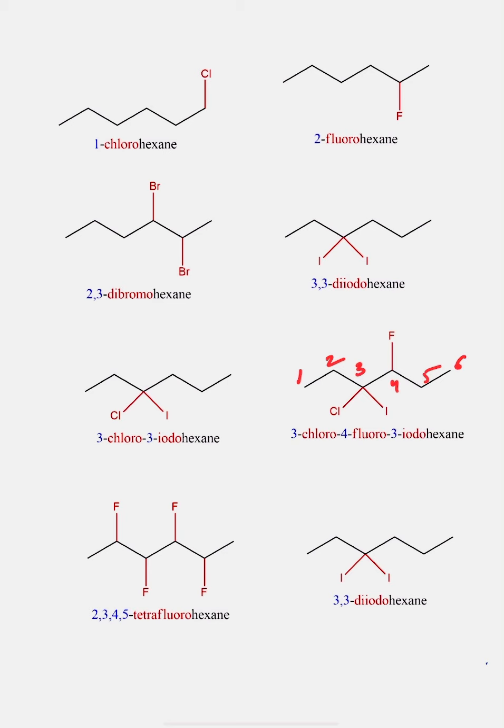Now which comes first, second and third? Chloro comes before fluoro and fluoro comes before iodo, because alphabetically C comes before F and F comes before I. So that's how the naming is done.